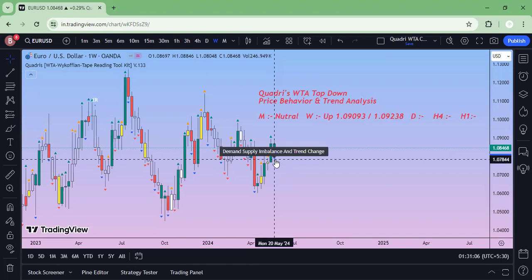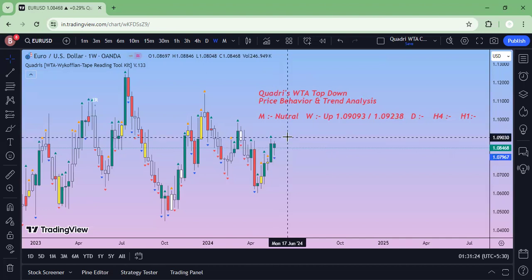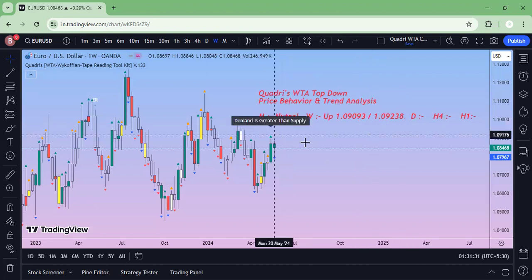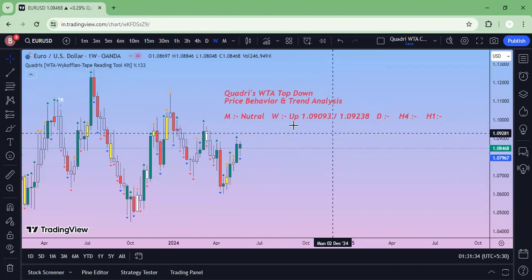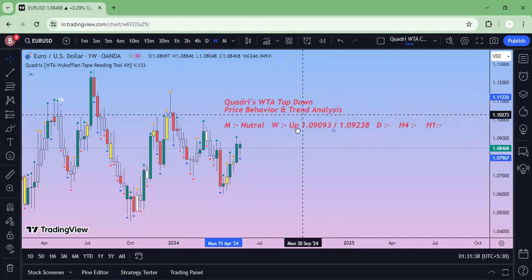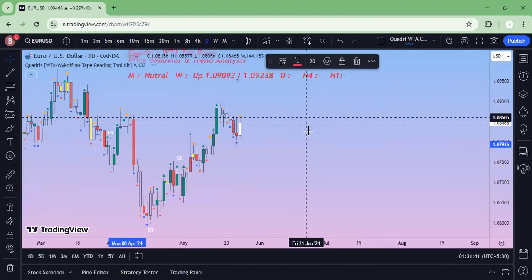demand and supply imbalance. So there is some demand left over, by tape reading, in this particular last week. If you see a follow through of this demand, then these are the obstacles we should be looking out for. If these are broken, then I'll give you new levels. So this was weekly analysis. Now we'll jump down to daily analysis.